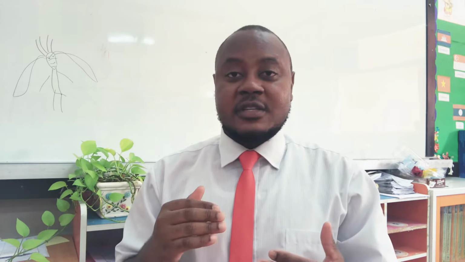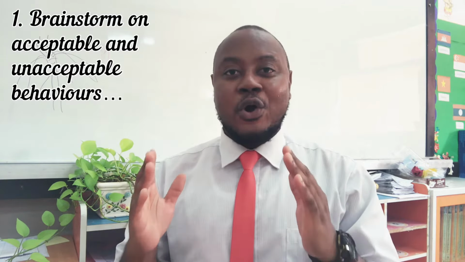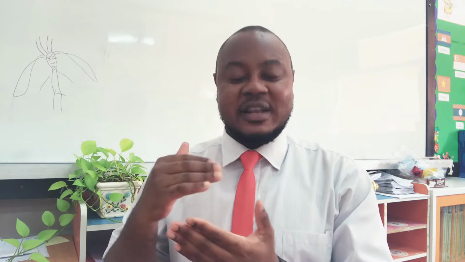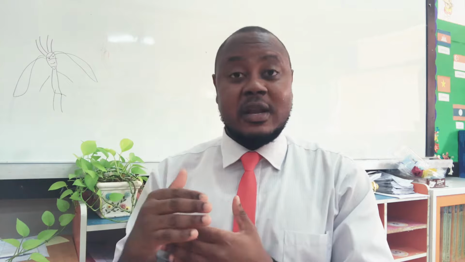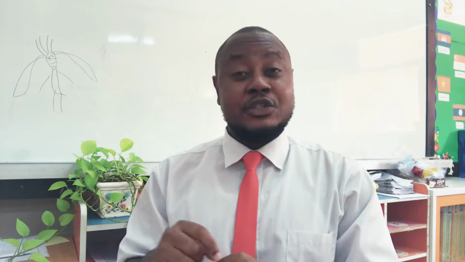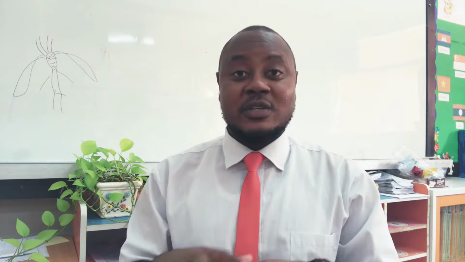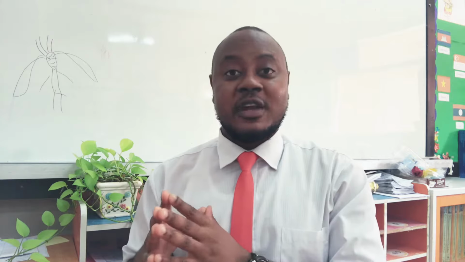students. The first thing you have to do is brainstorm and reflect on acceptable and unacceptable behaviors in your classroom. To do this, quickly get a pen and a paper and jot down those things that you would like your students to do as well as those that you want them to refrain from.